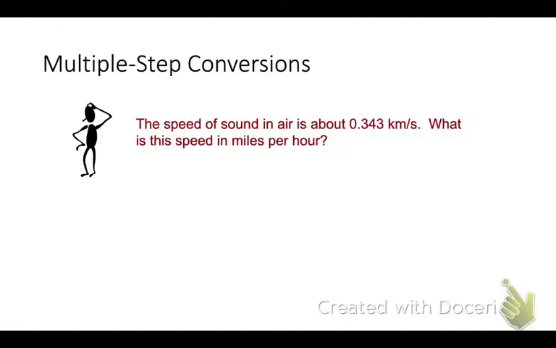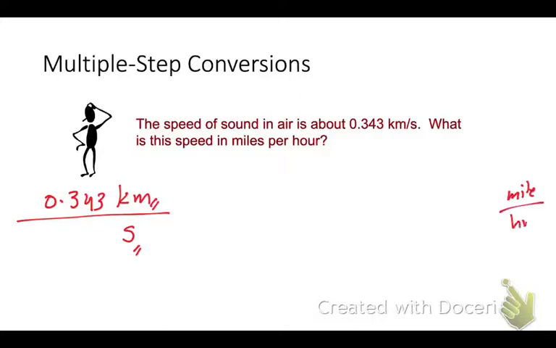This is a speed. Speed is distance over time. So I have 0.343 kilometer per second. Now, time is second and distance here is kilometer. I need to get this to be miles per hour at the end. So notice that kilometer had to be converted into mile and second had to be converted into hour. Here is what will make your life easier. Take it one step at a time. Deal with time first and then you can deal with distance.